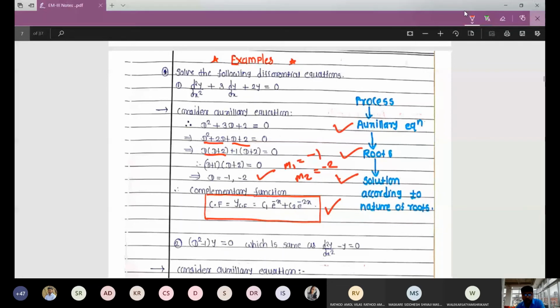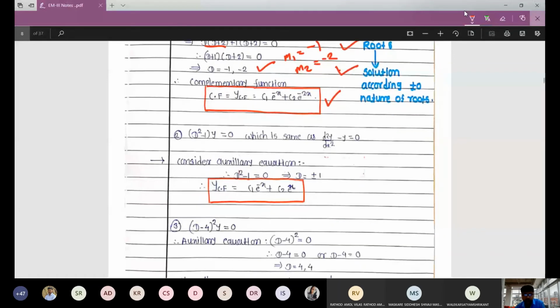Now let us take one more example. (D² - 1)y = 0, which in the traditional notation can be written as d²y/dx² - y = 0. So the first step is obviously to consider the auxiliary equation. So I'm considering D² - 1 = 0.